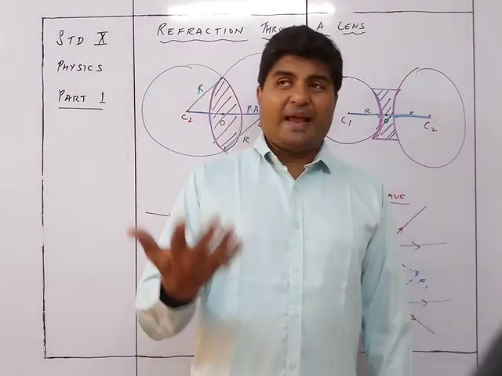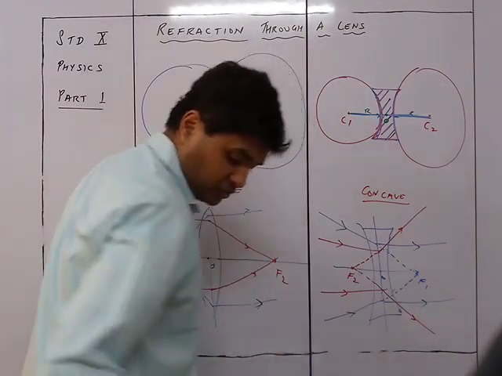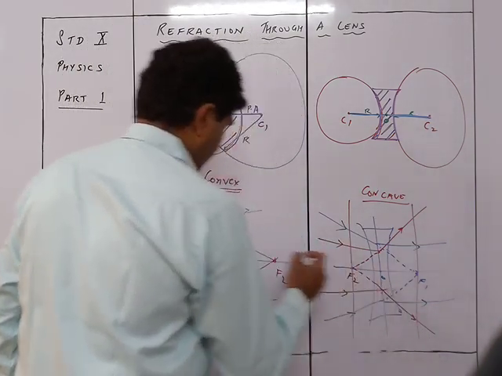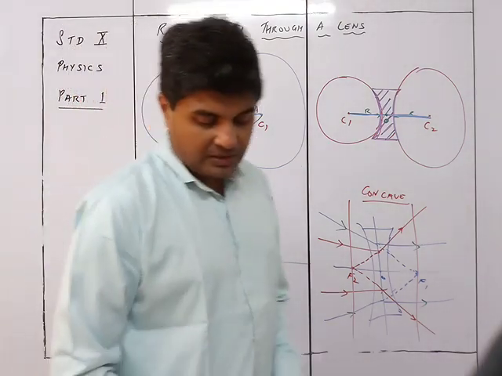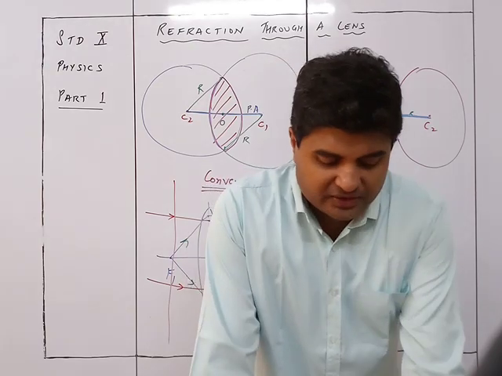Accordingly, there will be a focal plane also. This complete line is a focal plane. This is another focal plane. All these are focal planes. The plane normal to the principal axis passing through the focus is called a focal plane.